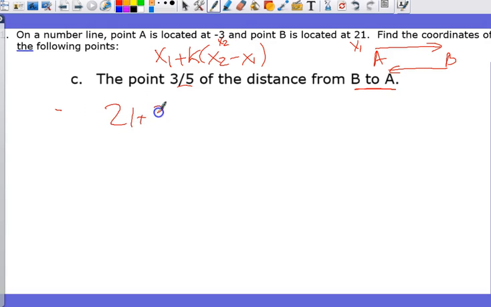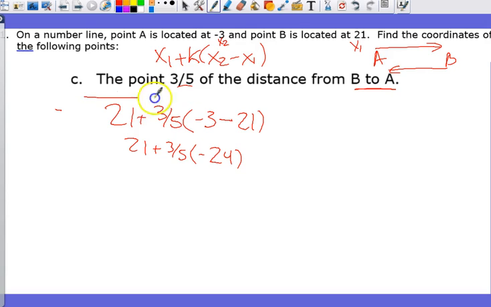21 plus 3/5 of -3 minus 21. Is that what you said? I'm sorry, I made a mistake. This is 21 plus 3 over 5 of -24. By the way, full credit right here. Full credit right there.